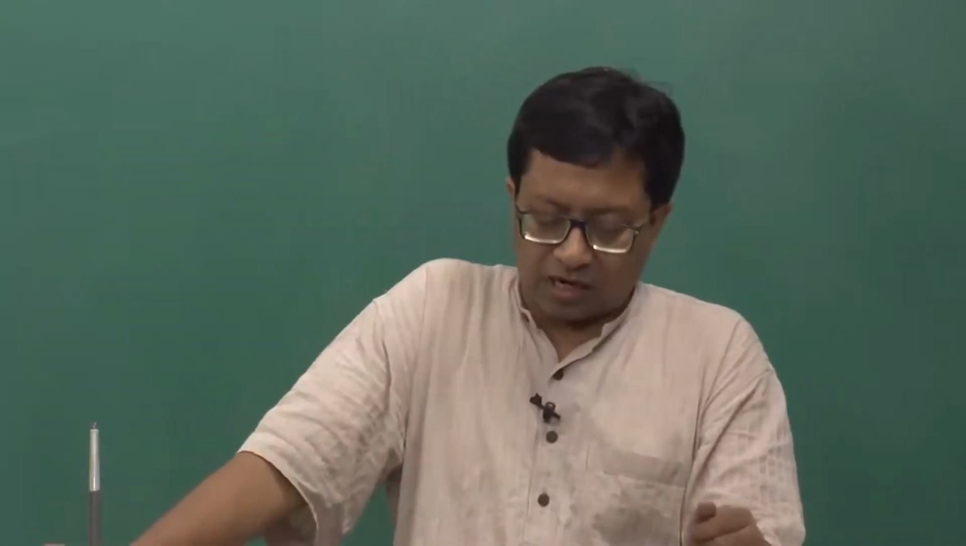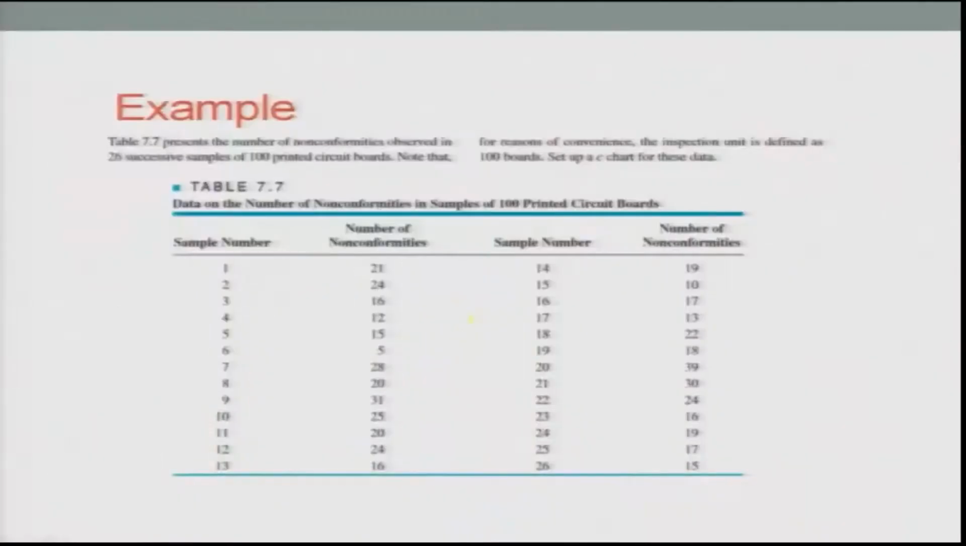Based on that, I have the sample number in the first and third columns, and the second and fourth columns give the number of non-conformities, based on which we will do the calculation. We would like to mention that for reasons of convenience the inspection unit is defined as 100, and we will continue using that 100 as the sample size from reading to reading.